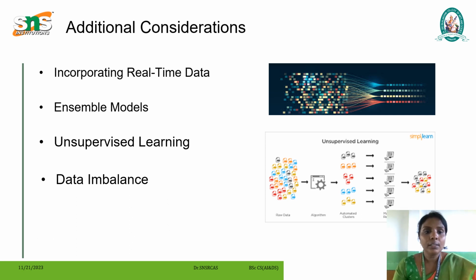Next one, we are going to see unsupervised learning. It is one of the artificial intelligence techniques. It is used to investigate unsupervised learning techniques such as clustering to identify anomalies in the absence of labeled fraud data. The last one is data imbalance, that is, address the class imbalance issue in fraud detection where legitimate transactions significantly outnumber fraudulent ones.